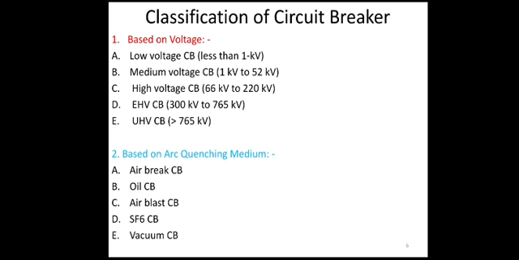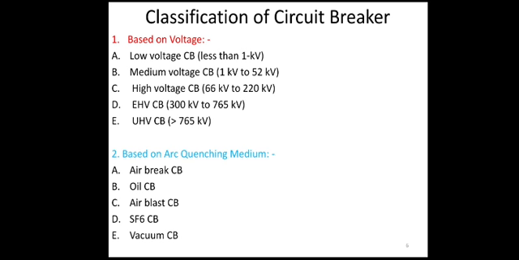The next one is extra high voltage, EHV, circuit breakers. These types of circuit breakers are connected where the voltage is between 300 kV to 765 kV. And the next one is UHV circuit breaker. These are also known as ultra high voltage circuit breakers, which are installed where the voltage is greater than 765 kV. The next one is based on arc quenching medium.